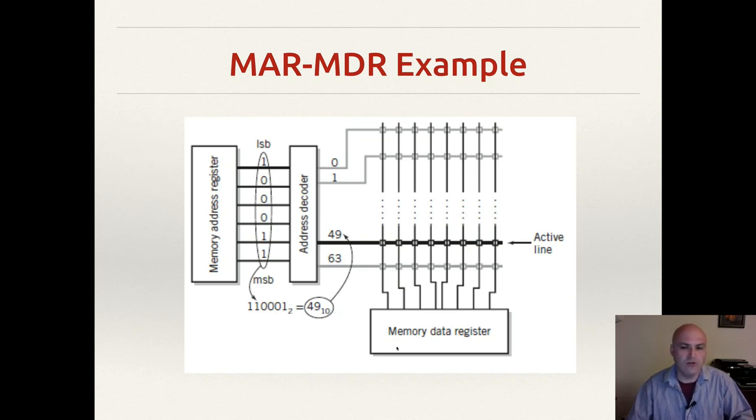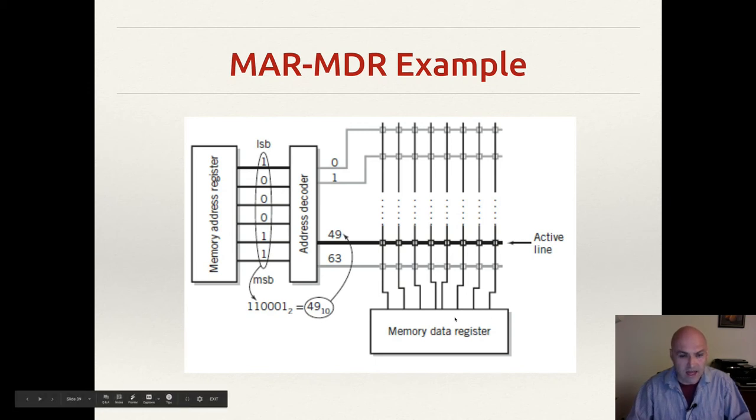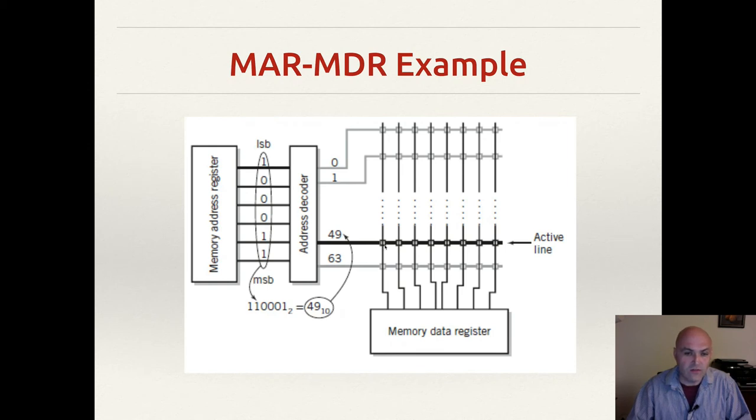However, if I want to store something in memory at this location, I would do the same thing at first. I would put into the memory address register the address where I want to store. In this example, it's the same, 49. But before I activate memory, I would put into the memory data register the information I want to store. Let's say I want to store a 4 there, so I'd have 00000100. And then I would activate memory, but I'd have the switches set so that this is a write.